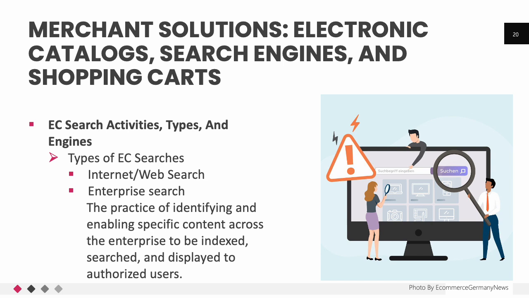And then the next one is called enterprise search. Enterprise search is a private search system for companies. It's used only by employees for finding internal files, sales data, or inventory. So it's more private compared to internet or web search.